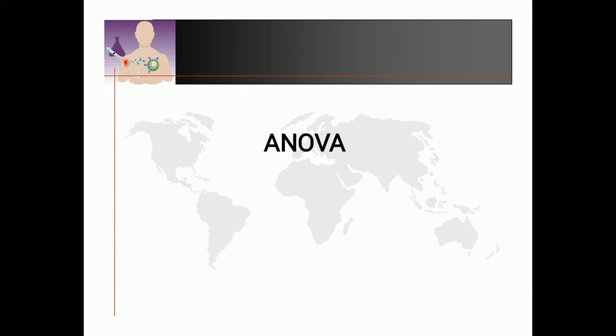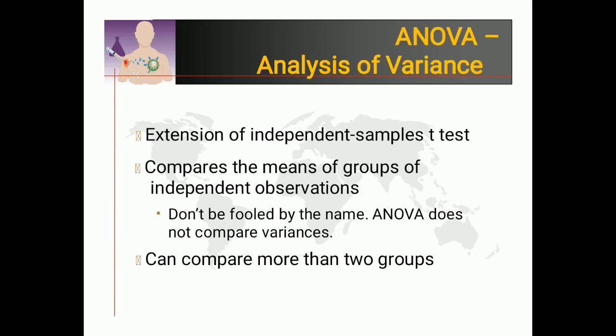So now next is ANOVA. It is also called a parametric test, which is used for statistical parameter determination. It stands for analysis of variance. It is an extension of the independent sample t-test, and it is used to compare the means of groups of independent observations.